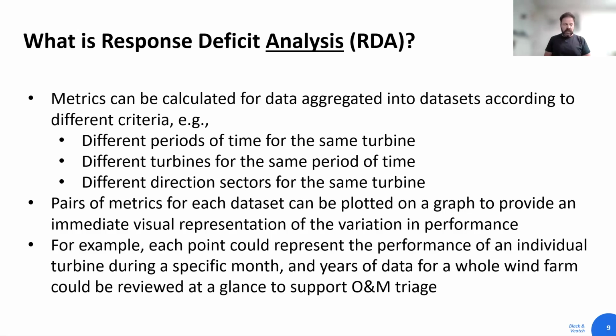So each point could be the performance of an individual turbine during a particular month of operation. And you could take a whole wind farm with turbines and years worth of data and push it through this analysis and generate one single plot with points for each turbine and each month. And you can review that to really support your O&M triage, allowing you to inform how you prioritize inspections and maybe alerting you to things where an inspection should happen sooner rather than later.